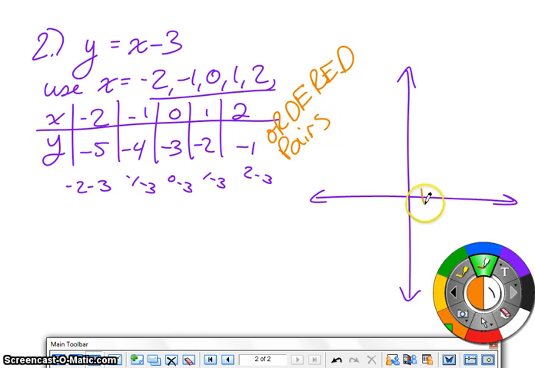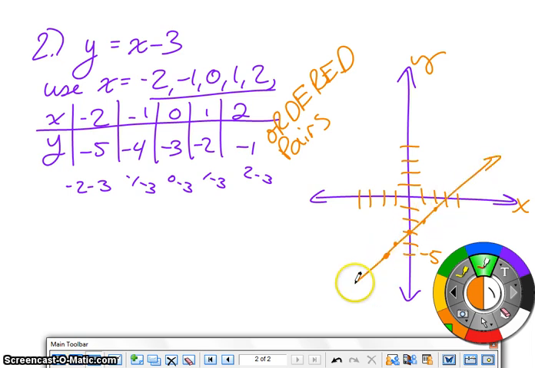Okay, so 1, 2, 3, 4. Okay, x and y. So you'll have negative 2, negative 5. There's your first point. Negative 1, negative 4, 0, negative 3, 1, negative 2, and 2, negative 1. As you can see, you get a straight line, which you should have gotten.